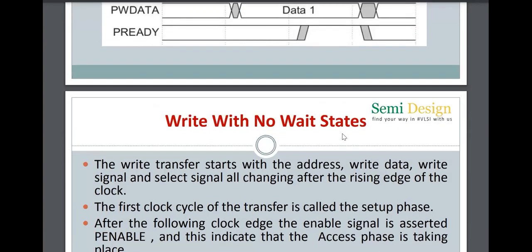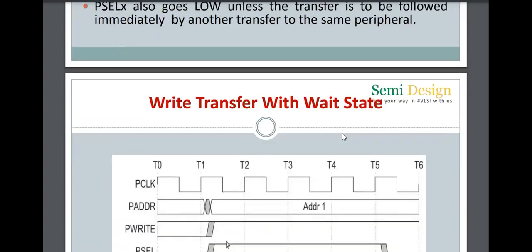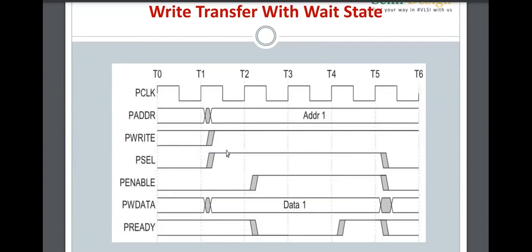Okay, if you go for write transfer with wait state, what is the difference between with wait state and with no wait state? This is the setup. In idle, both are zero. In setup, P select high, P enable zero.